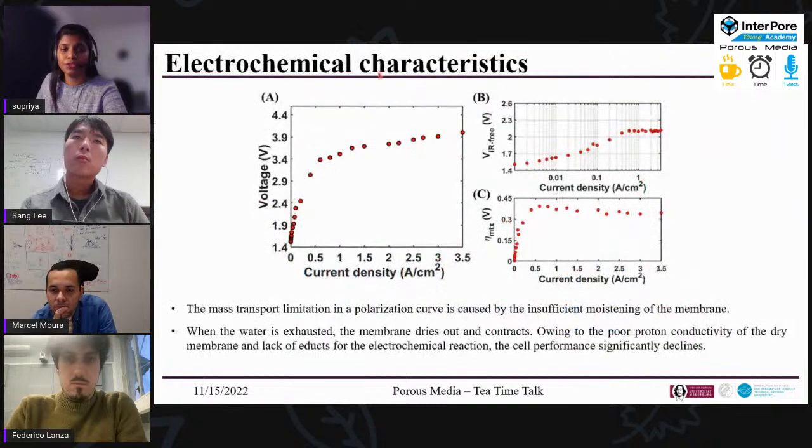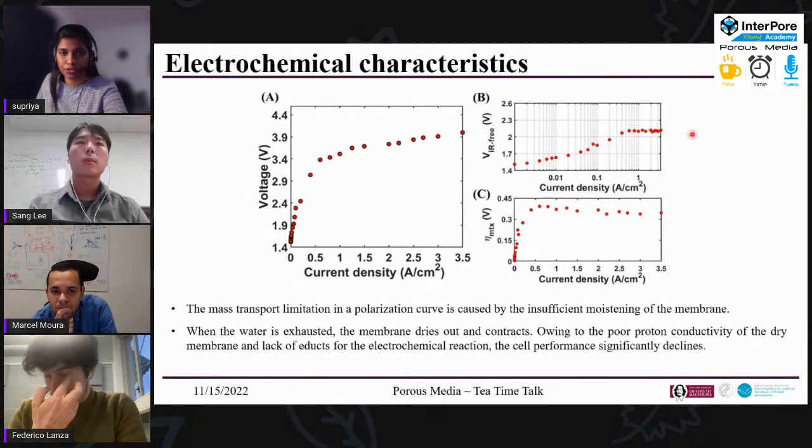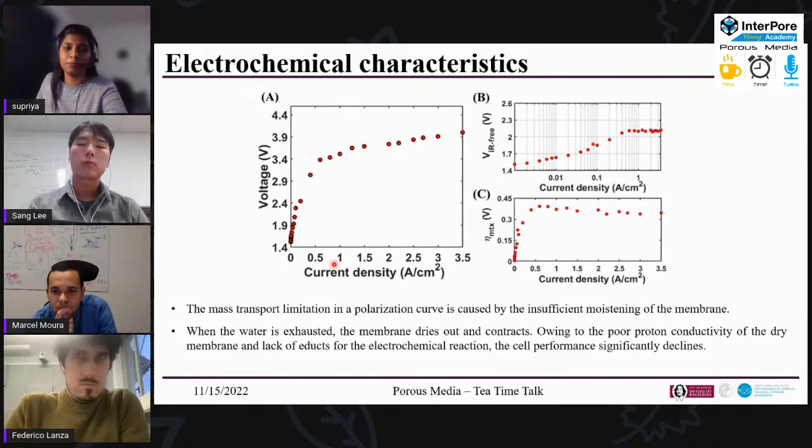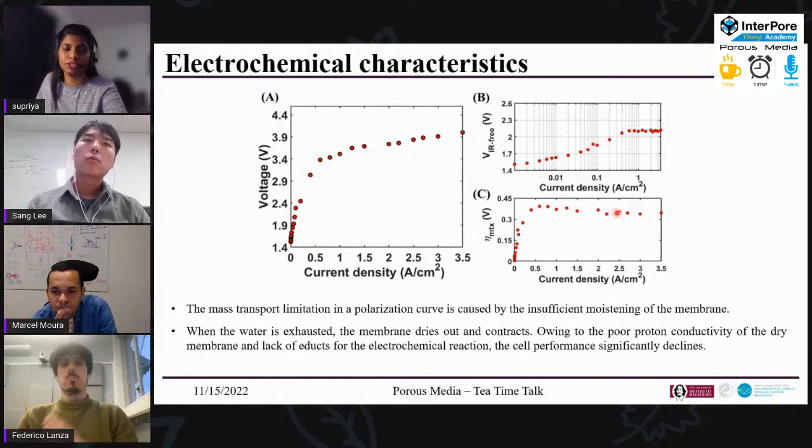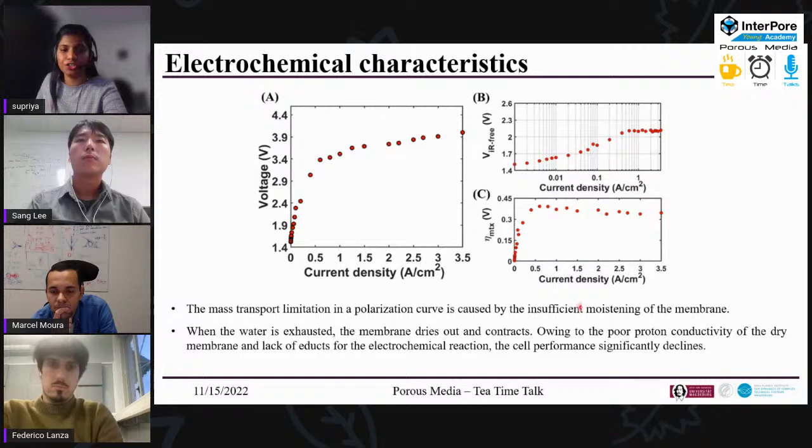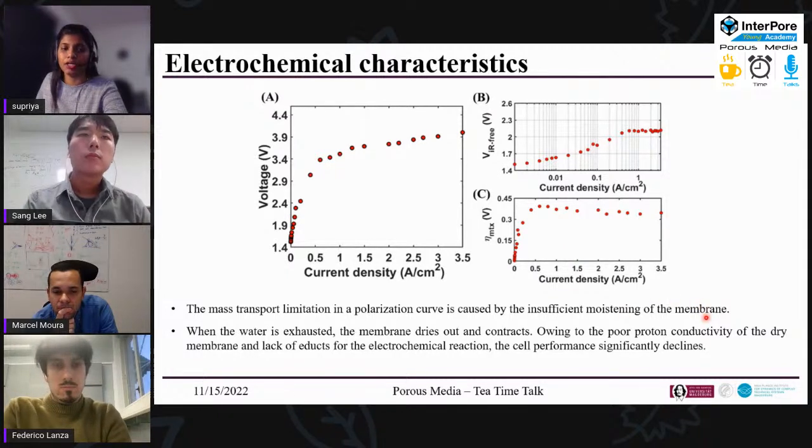With this, we could also calculate the electrochemical characteristics. So here we have, for example, different voltage fluctuations at different current densities. But when you see the mass transport overpotential, it's more than that of a usual water electrolyzer cell. This shows that there is inefficient supply of water to the membrane, which leads to drying out of the membrane. So this significantly reduces the performance of the electrolyzer cell.